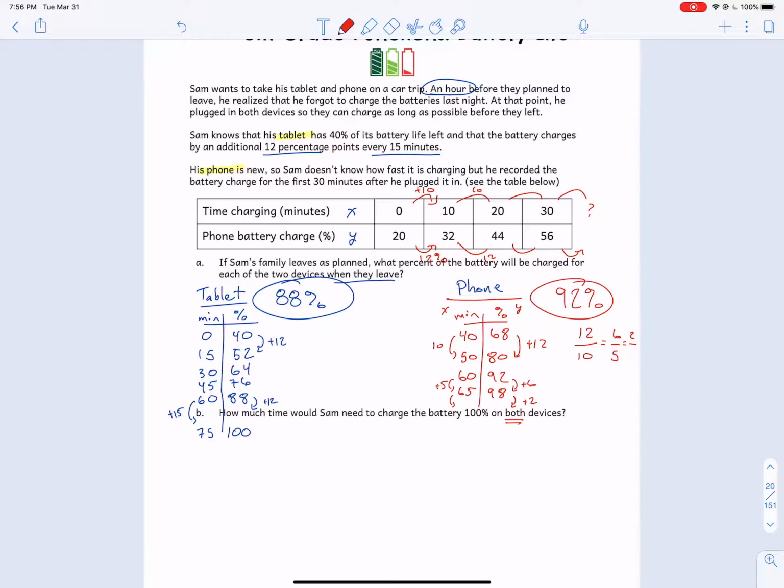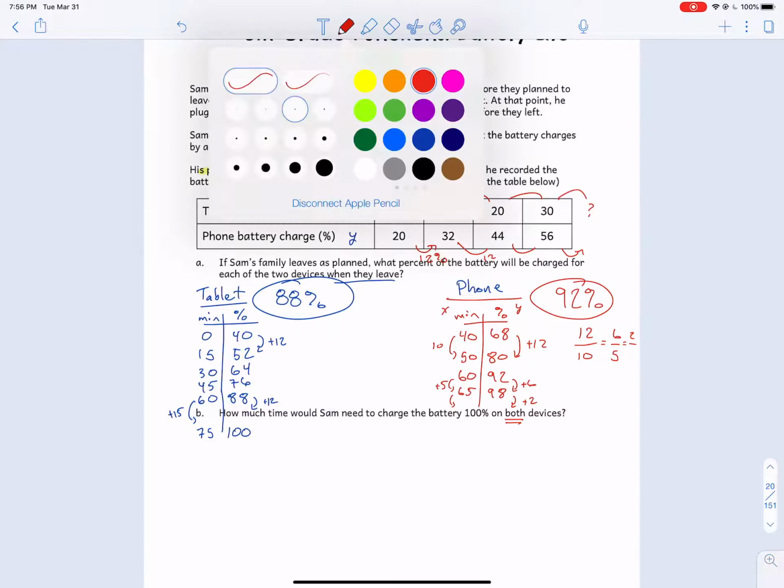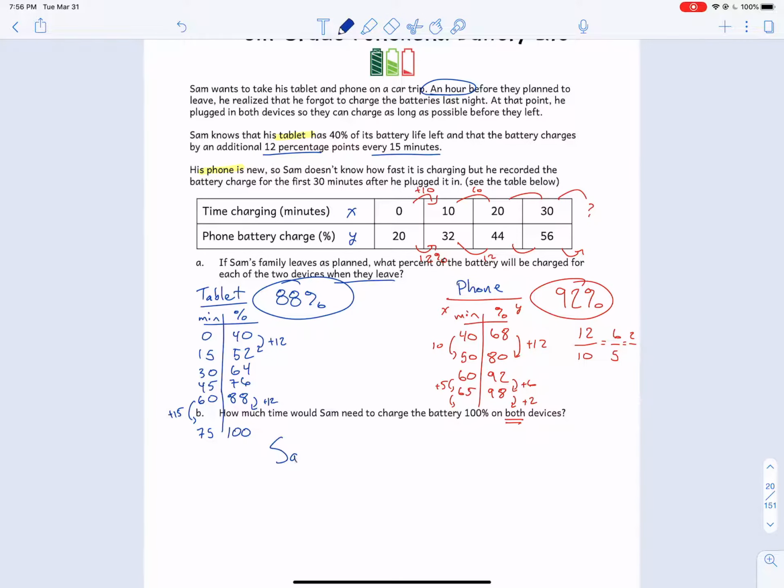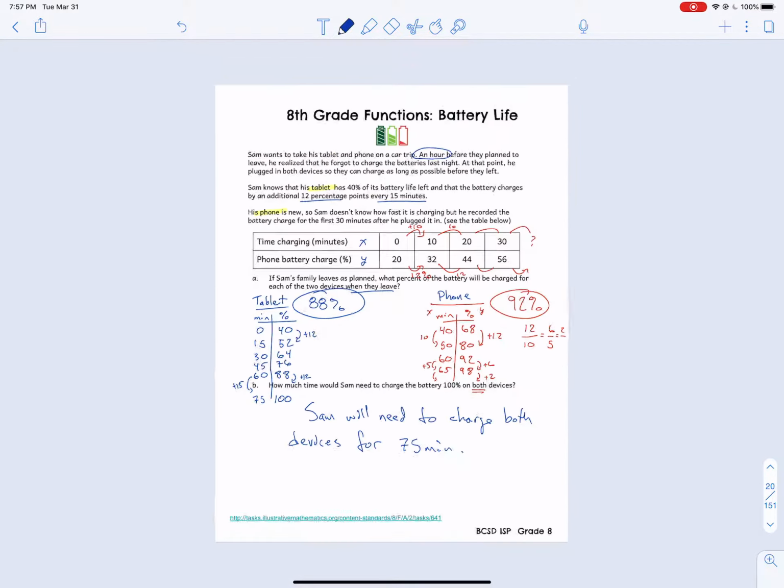So the answer would be: Sam will need to charge both devices for 75 minutes, or you can say an hour and 15 minutes. Okay, so that takes care of the first page.